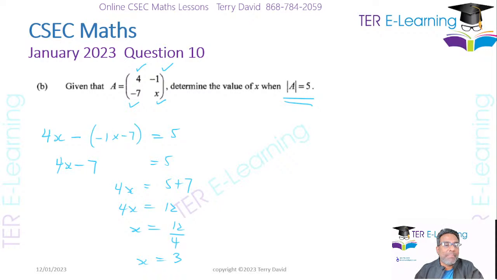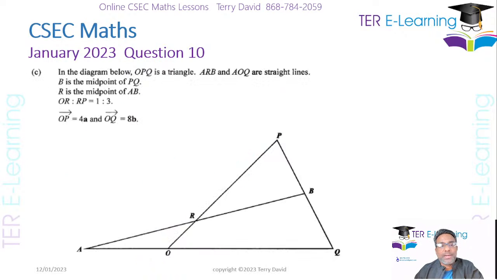Right? So that's my matrix part of this question here. We just have one more part to do, and that's the vector part of this question. So we have a diagram here, with some information. B is the midpoint. So we're looking at the important things here. B is the midpoint of P and Q. R is the midpoint of AB. Where's R? Okay, so this is R here. Those things are going to be important at some point.